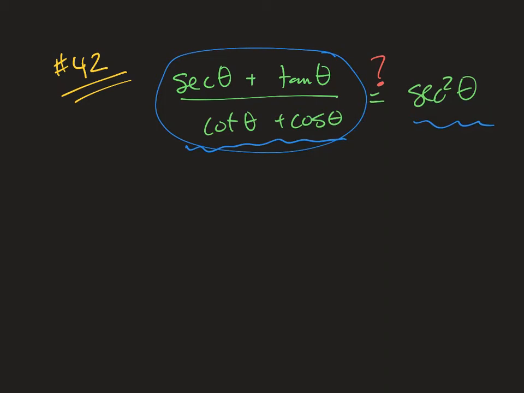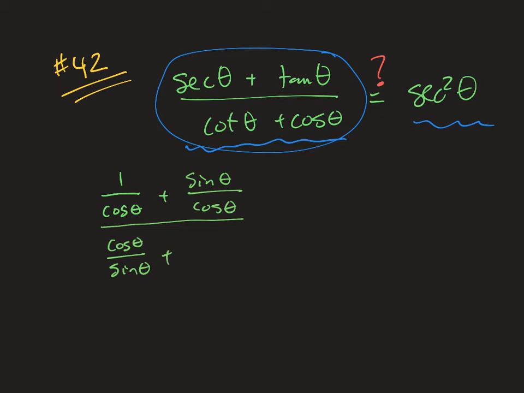What I usually like to do is write these things in terms of sine and cosine. That's where my brain functions more naturally. So the secant of theta can be written as 1 over cosine theta. The tangent of theta can be written as sine of theta over cosine of theta. So we have a common denominator there. That's important to see. In the denominator, we have cotangent theta, which is cosine theta over sine theta. And then, of course, the cosine is already written in terms of cosine.